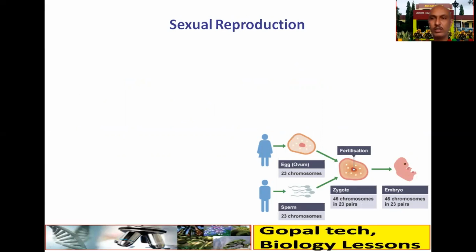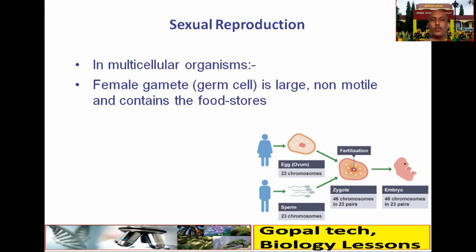It did not double. So in a multicellular organism, the female gamete, what you call the germ cell, is generally large in appearance. It is non-motile and contains more food. Inside it there is more food reserve because that is required for the embryo. And it is produced in less number.